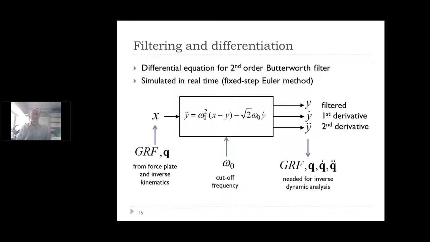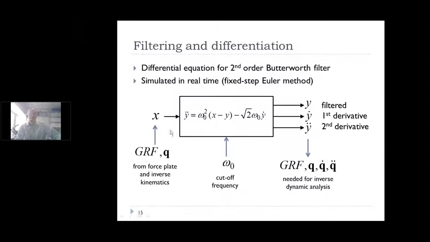The next step in the processing is a low-pass filtering and differentiation step. We use a second-order Butterworth filter, which is standard in human movement analysis. It's not very well known, but a second-order Butterworth filter can actually be modeled as a second-order differential equation, which you see in the box here, where x is the input and y is the output of the filter. And there's one parameter, which is the cutoff frequency.